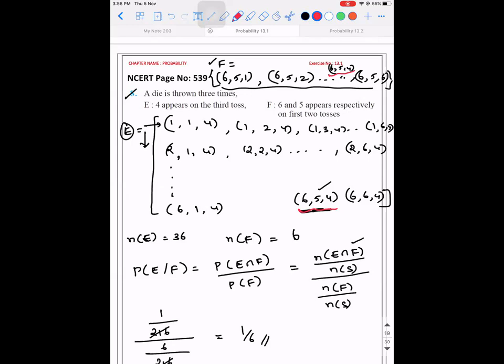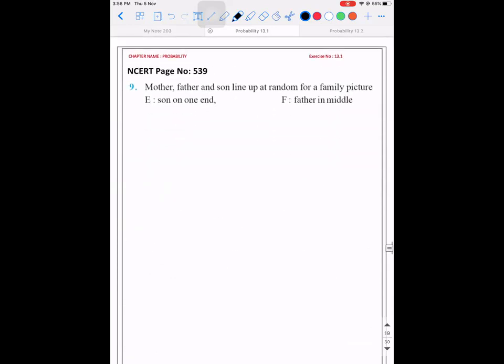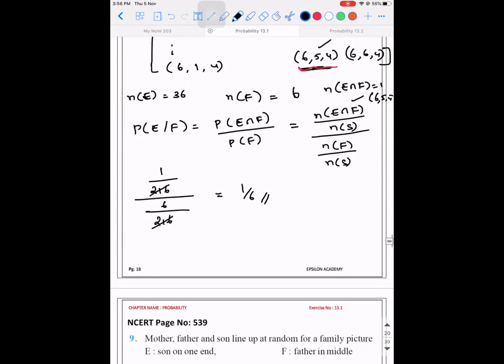So I'll write an extra point. The number of elements in E intersection F is only 1. What is that one element? 6, 5, 4. Should we show that cancelling of the sample space also, sir? Actually not needed. I wrote it in this problem because I had a doubt about getting 1 here. Though we know it is probability of E intersection F divided by probability of F, this is the inner meaning, so I wrote it for you guys to get clarity. You're clear with the problem, right? No confusion. Clear, sir.